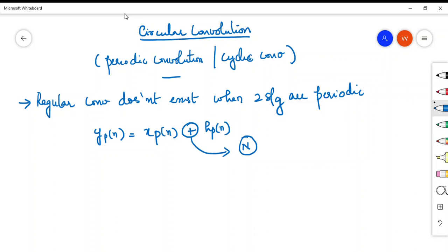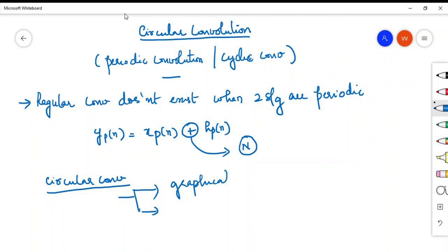Now, same as in linear convolution, here also we have several methods. Circular convolution can be found using several methods, and I am going to deal with two of them here. One is the graphical method, the other name for which is the concentric circle method. And the second method is the matrix method.